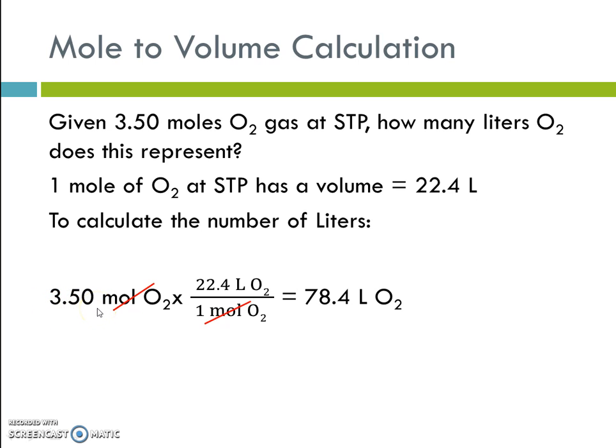This number has 3 significant digits. And we'll notice that when we plug the calculation into our calculators, we end up with 3 significant digits, the 4 being the 3rd significant digit. So we do not need to round in this case, so our answer is 78.4 liters of oxygen.